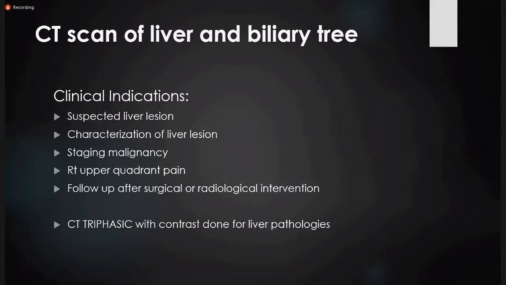Staging of malignancy, right upper quadrant pain. Sometimes you don't pick things on ultrasound, you want to further investigate, you can go for CT scan. Follow-up after surgical or radiological intervention. Usually when liver pathologies are needed to be seen, you prescribe CT triphasic with contrast. I will tell you what it is.